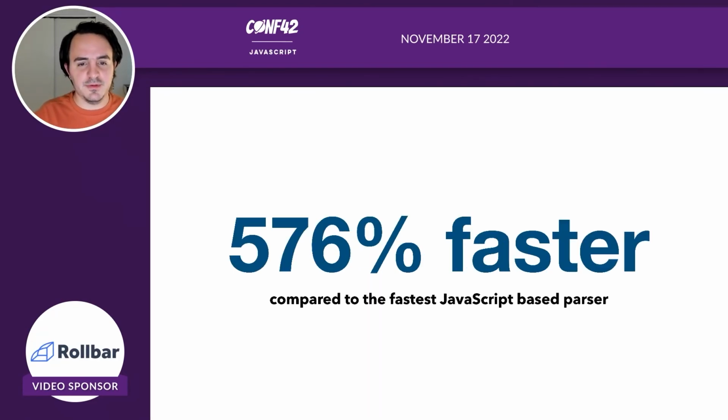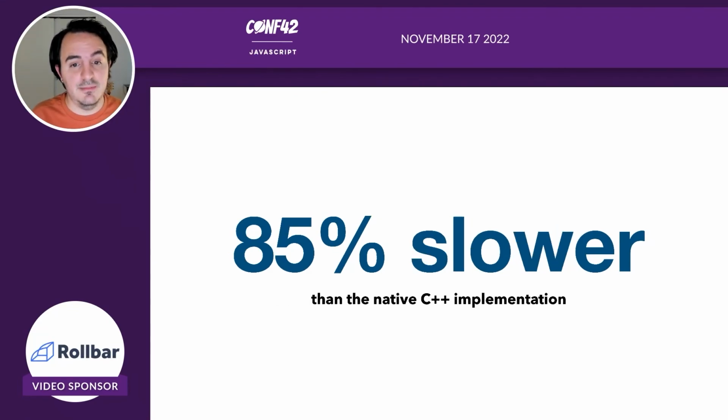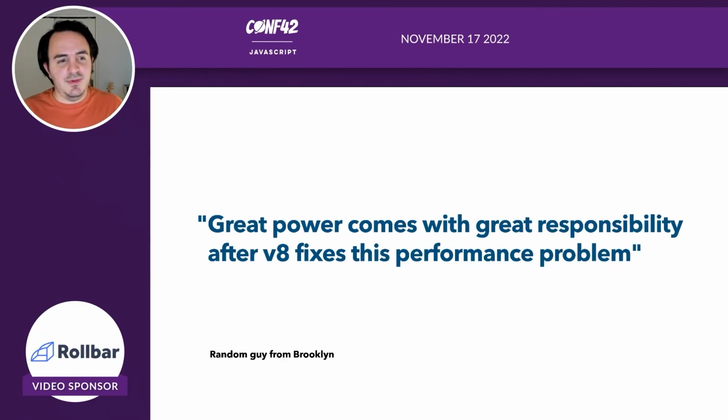So, performance. In terms of performance, the JavaScript-based parser was 76% faster compared to the other JavaScript implementation, but again, it was 95 to 96% slower than the native C++ implementation. So basically, as a really great guy from Brooklyn said, great power comes with great responsibility, after V8 fixes this performance problem. We're really dependent on V8 for performance, and I hope we will have some breakthroughs in the future.